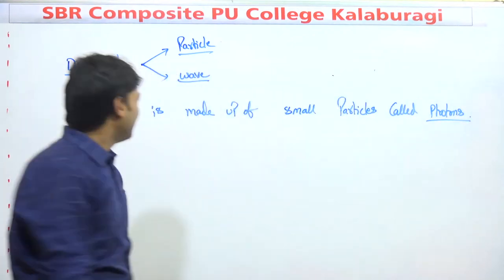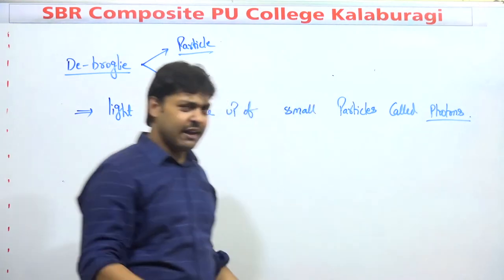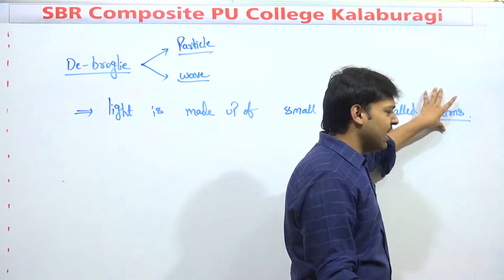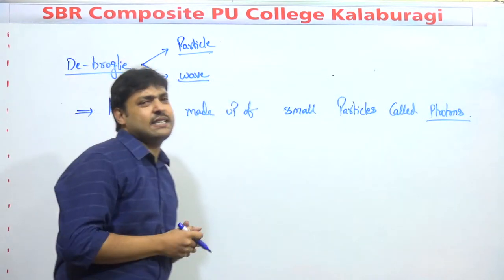Light is made up of small particles called photons. He gave a new name for the particles. So the name is nothing but photons. Now we have to discuss everything about the photons.